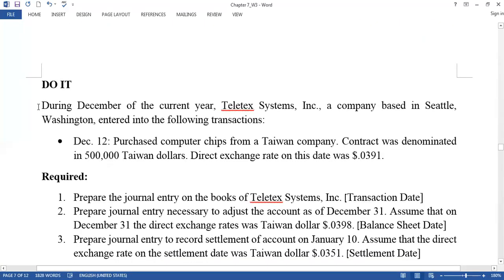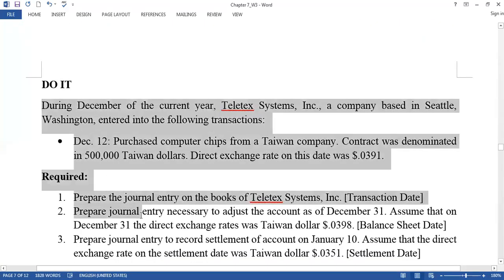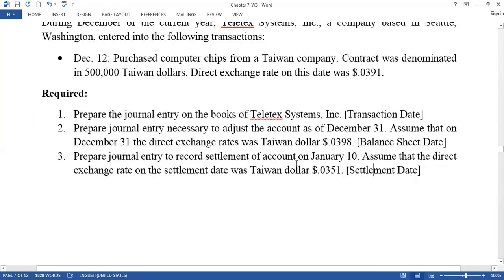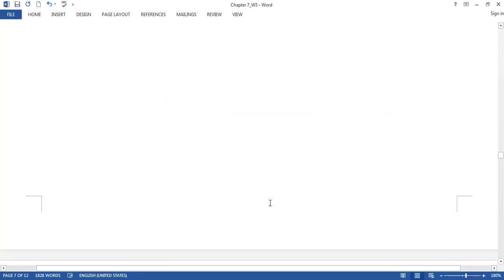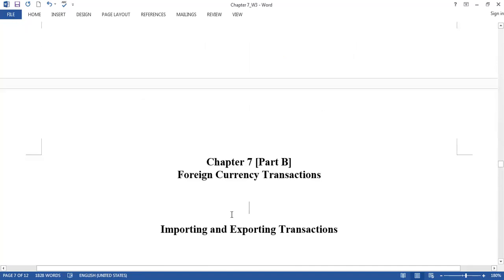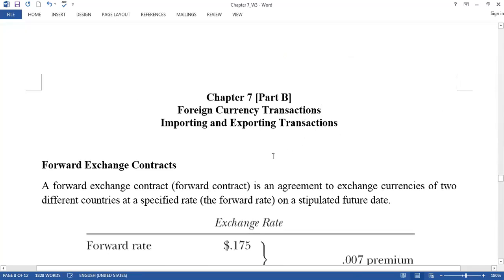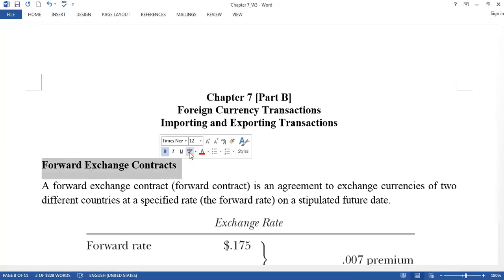So again, I change this question. I just change the rate. If you understand this, for any rate we have gain or loss, something like this. Now I am going to move on to a little bit difficult part. The difficult part is about forward exchange contract.